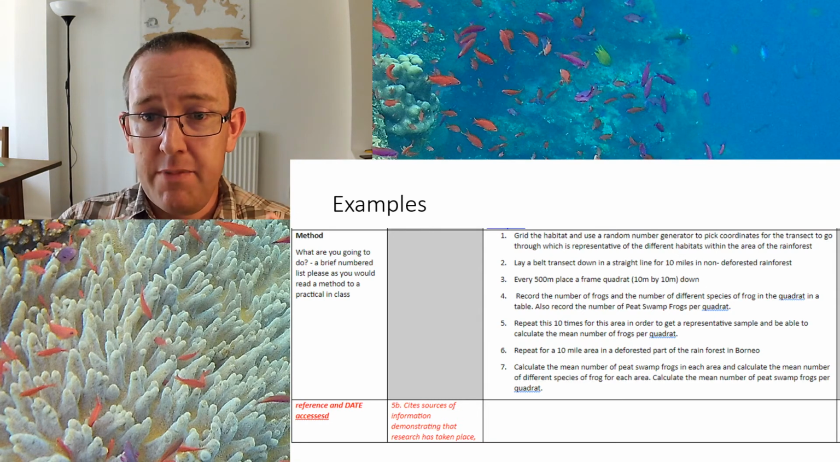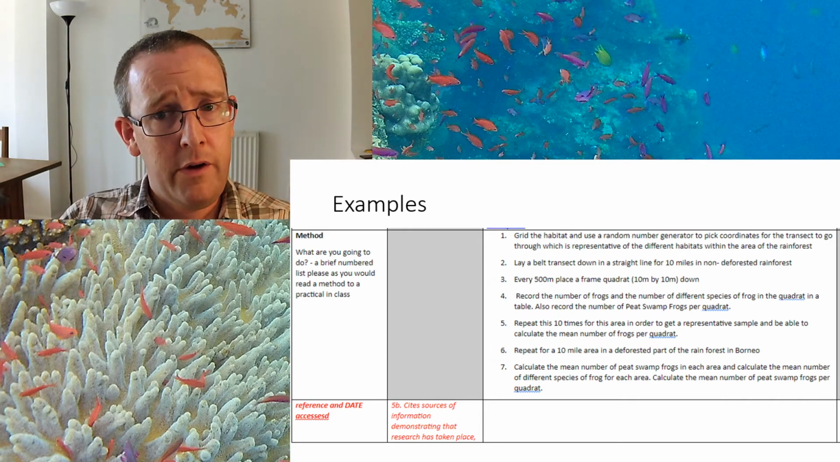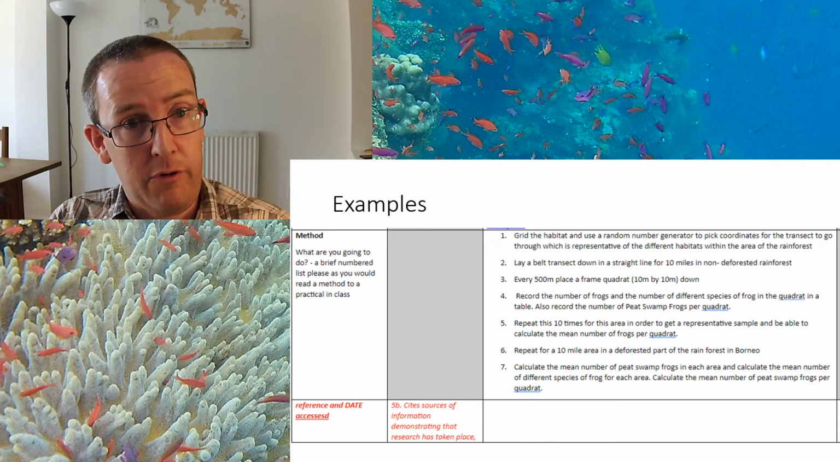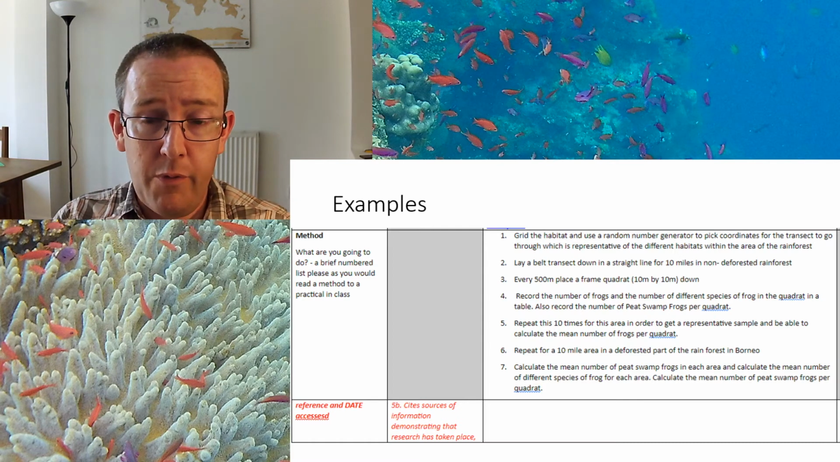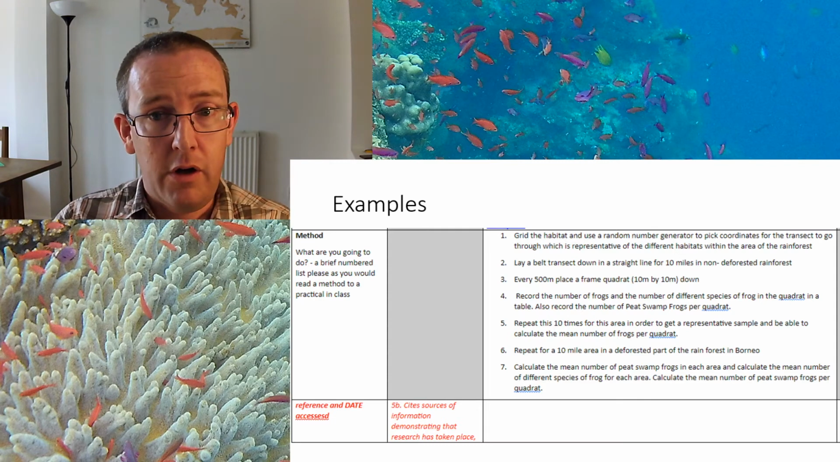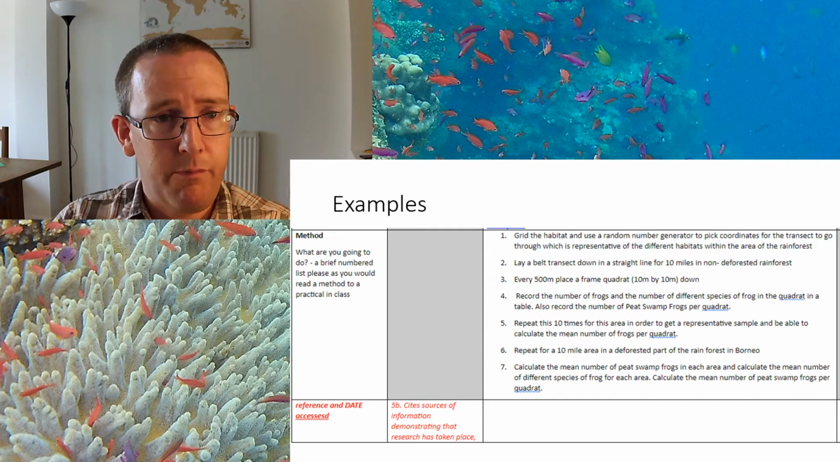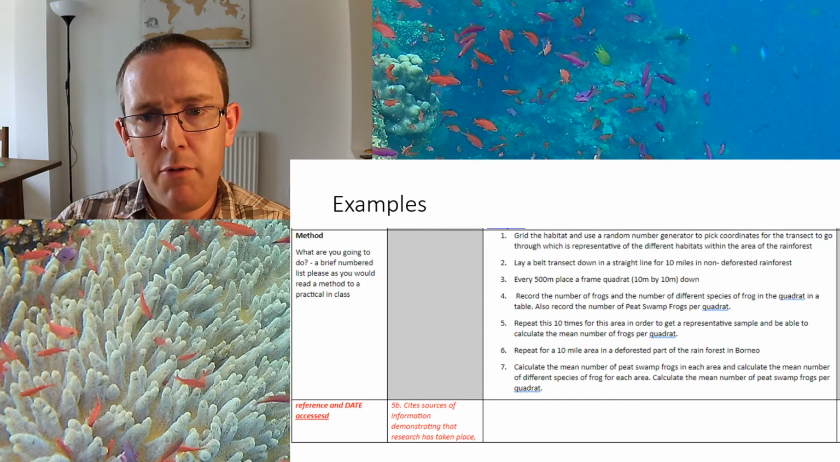"Every 500 metres place a frame quadrat." Well, you've already said you've got a belt. Why are we placing a frame quadrat? What you're talking about here is an interrupted belt transect. So fair enough, we're going to walk 10 miles. It's a long quadrat, that's for sure. A long transect. It's possible, but it's a really long one to be feasible. "Record the number of frogs." Yep, and the different species of frogs in the quadrat.